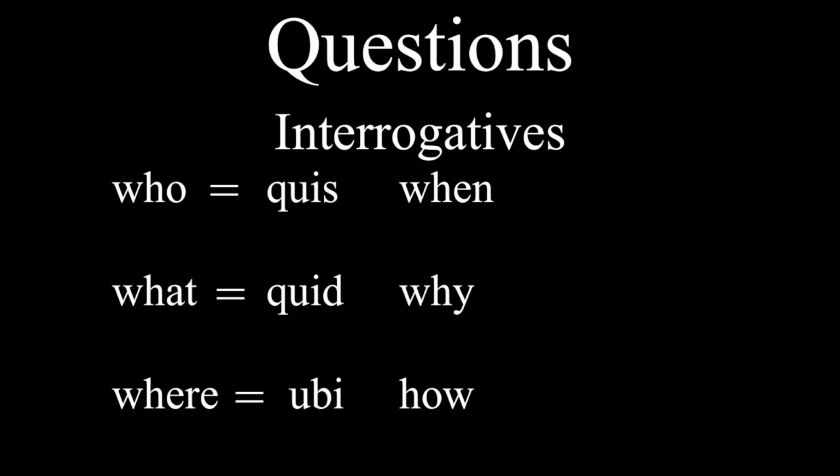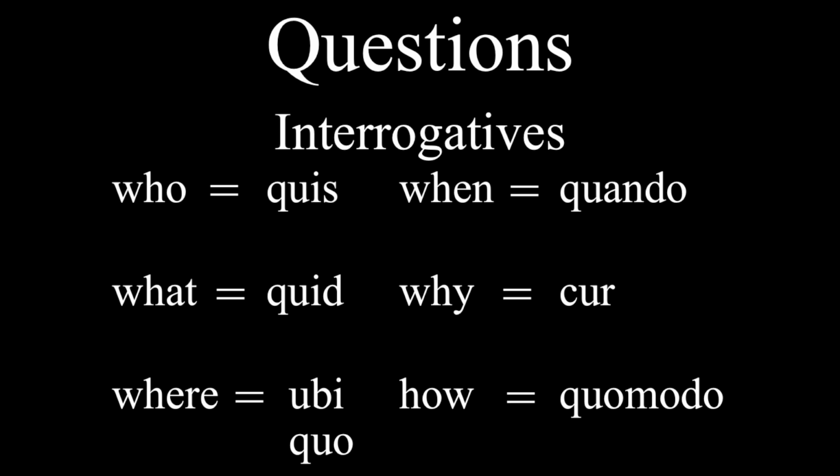Ubi means where, and by the way, it can also mean when sometimes. Quo is another word for where, and quando is another word for when. Cur is the word for why. Curiosity would be a derivative of that. And quomodo is the word for how.